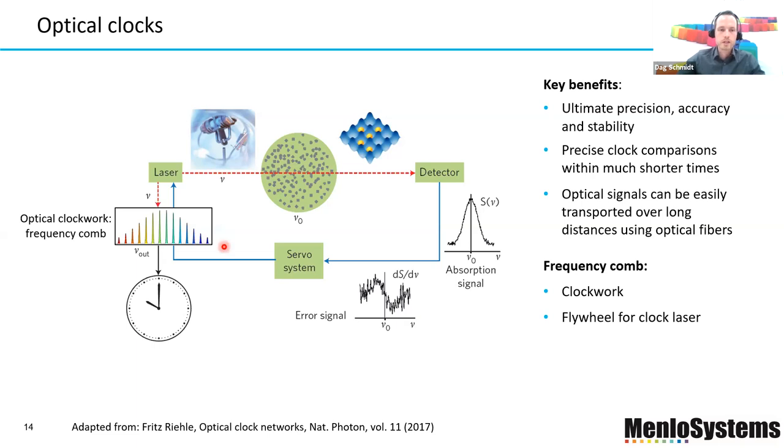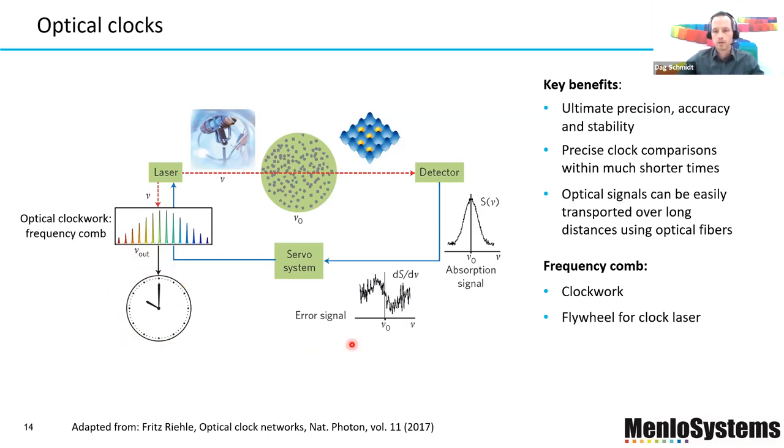Well, for one reason, we cannot count the laser frequency directly, so it's nice to hit the transition frequency, but if you cannot count the CW laser, this doesn't help much. So we have to divide the CW laser frequency down to the RF domain, and then out here the repetition rate can be counted and you can derive a clock signal.